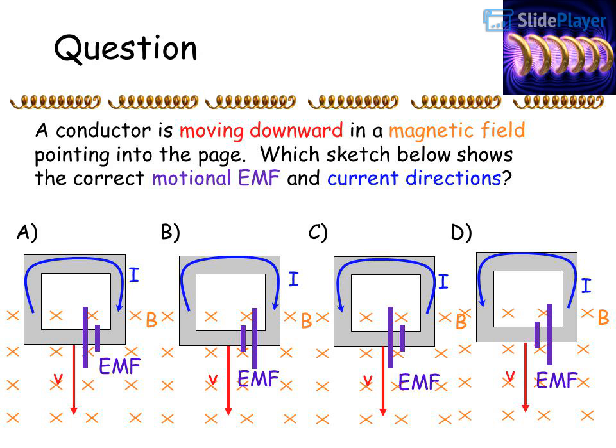Question. A conductor is moving downward in a magnetic field pointing into the page. Which sketch below shows the correct motional EMF and current directions? A, B, C, D.